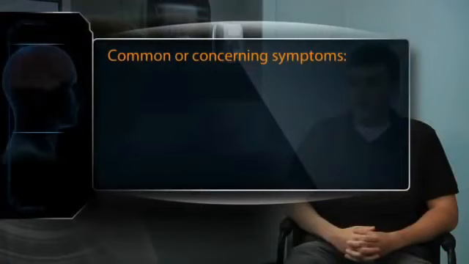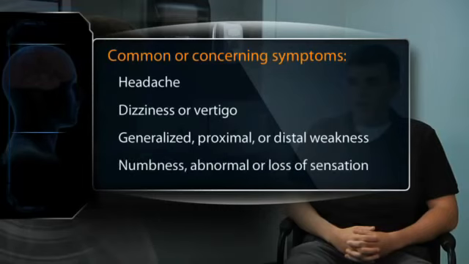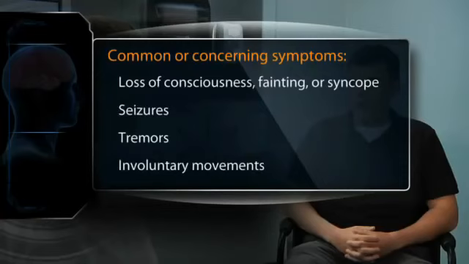By eliciting the patient's concerns before the examination, you prepare for an examination that is efficient and productive. Common or concerning symptoms relating to the nervous system include headache, dizziness or vertigo, generalized proximal or distal weakness, numbness and abnormal or loss of sensation, loss of consciousness, fainting or syncope, seizures, tremors, and involuntary movements.